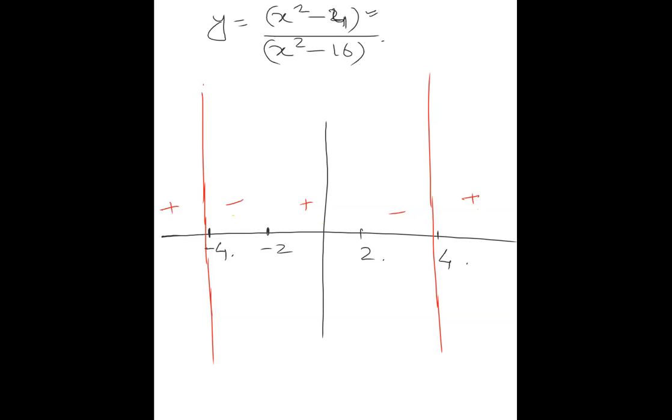See, for x tending towards infinity, look, if you divide both by x square, taking x square common, we get 1 minus 4 by x square upon 1 minus 16 by x square. As x tends to infinity, this is tending towards 1. So this is the line y is equal to 1. Why? Because I am saying at infinity this will be tending towards 1.